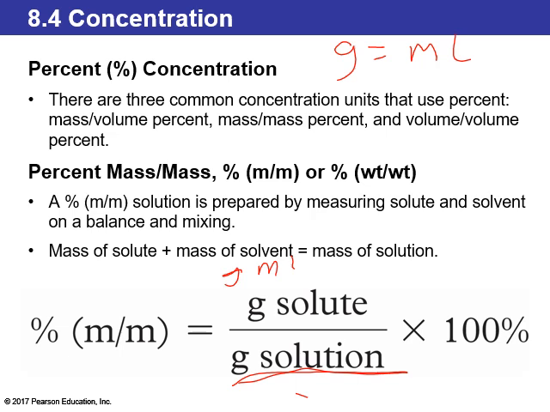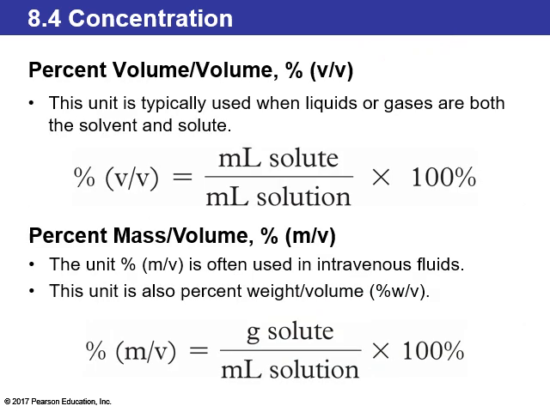So if you had 1 gram of sodium chloride and you dissolve that into a final volume of 100 mLs, you would have a 1% solution of sodium chloride. And we'll do more examples of these calculations in our problem solving sessions. And these are more examples.